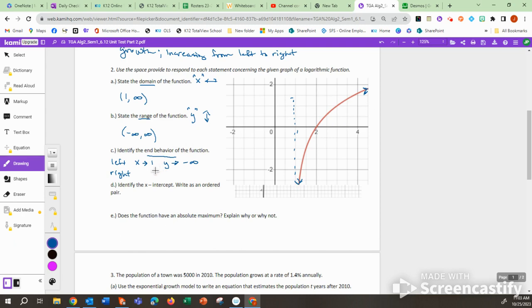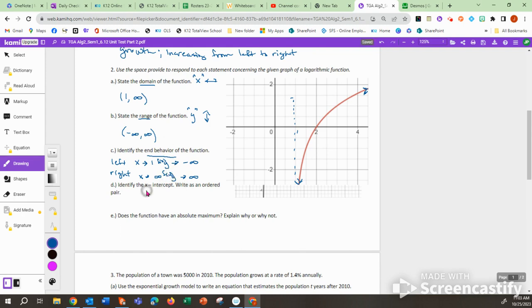On the right-hand side of the graph, as the x's approach positive infinity, the y's approach positive infinity. And you may see an f of x instead of a y, because f of x means the same thing as a y. You can use y or f of x there.